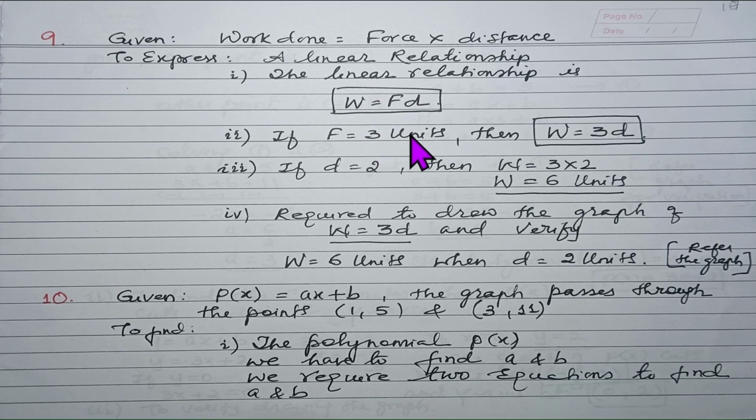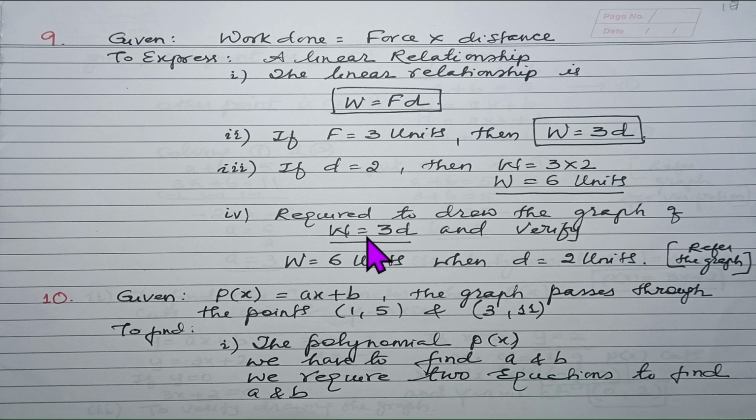Therefore W is equal to Fd is the linear relationship between the work and the displacement for a given force. Now if the force is 3 units, then W is equal to 3D. That is again a linear relationship when the force is 3 units. Now if D is equal to 2, if the displacement is 2 units, then work done is equal to 3 into D, that is 3 into 2, therefore 6 units here. Although we know the unit of work, since it is mentioned as units, let us also mention it here as 6 units.